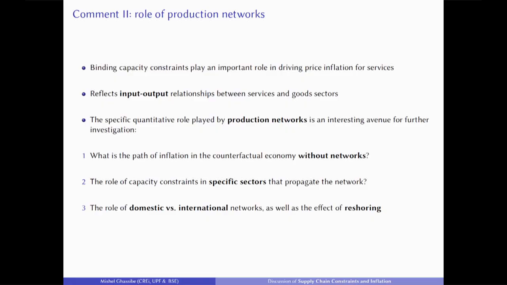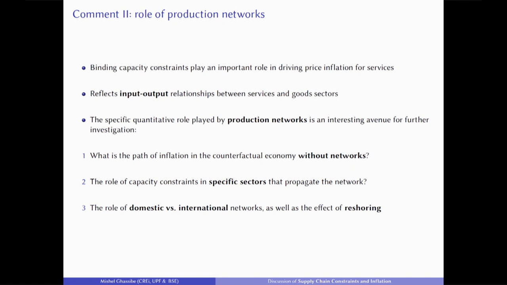So imagine that we only had the domestic network, but we had no international network whatsoever. How would that change the dynamics of inflation in this world? Imagine we had the opposite. The country was somehow outsourcing everything abroad and was fully reliant on imported intermediate inputs. What would inflation dynamics look like in that world? That's something that can be easily quantified in the rich quantitative framework.